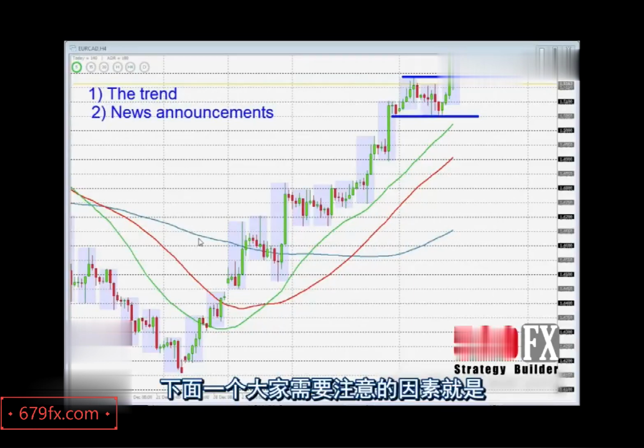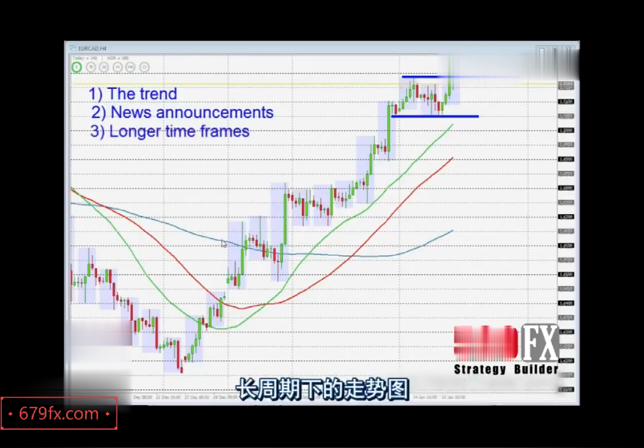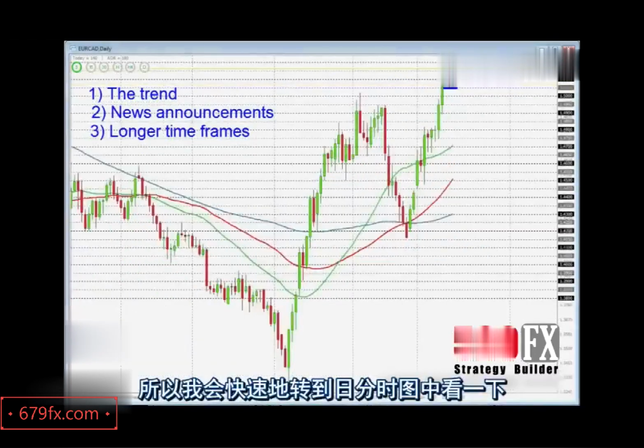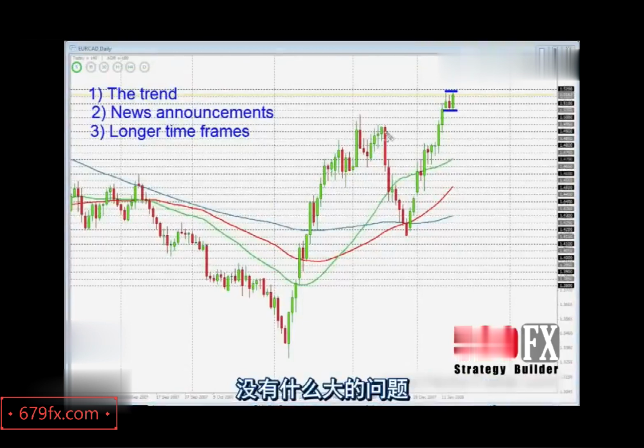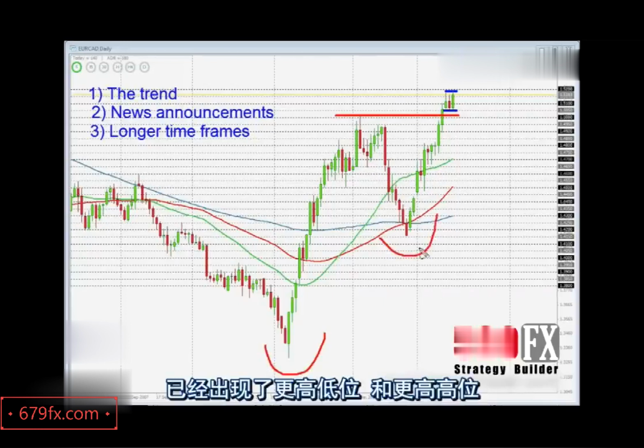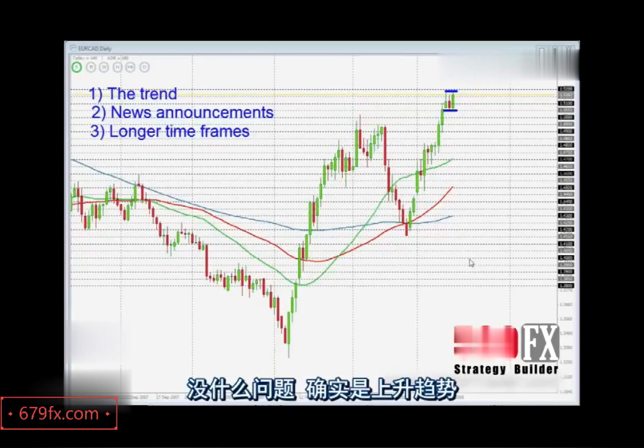Another element you always want to have a look into, as I explained before, is the longer time frames. What do they look like? In order to do that, I quickly have a look into my daily chart. Nothing really here. The previous low was broken. We're making higher lows, higher highs. So far so good, we are in an uptrend.